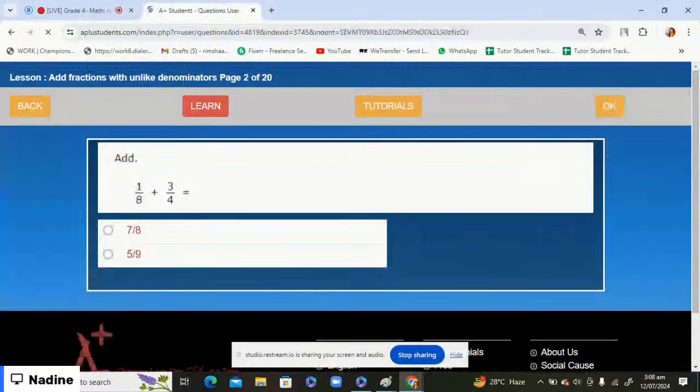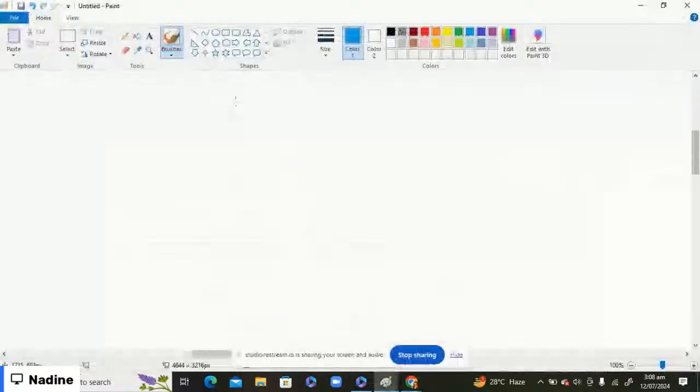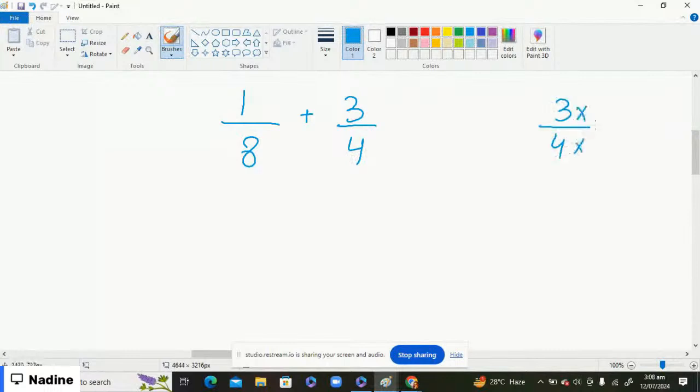Okay, now let's do 1 by 8 plus 3 by 4. Let's do it. All right, now which one are we going to take? 3 by 4, multiply and divide with which number, then you get the answer 8 here. So we are going to take 2, because 4 times 2 is 8. So here we get the 8, and 3 times 2 is 6.